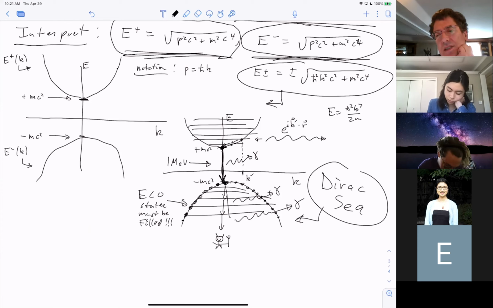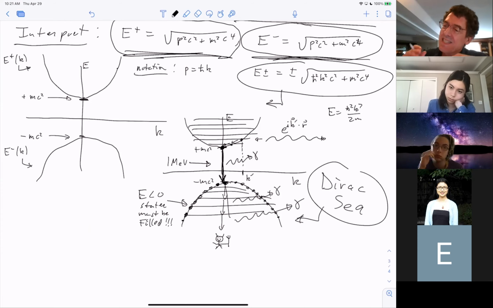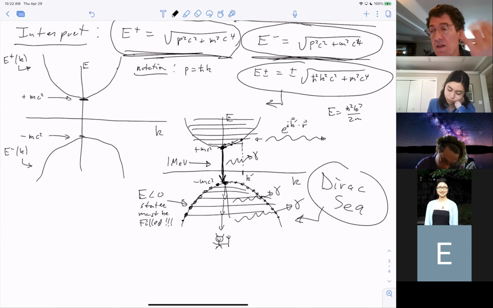Can it go up again? Why not? Of course, why not? It's an electron, like any other electron. It's not an antiparticle. We haven't got to antiparticles yet. These are electrons occupying negative energy states. Those electrons are the same as any electron, as the electrons that make up your body in molecules. It's the same type of electron.